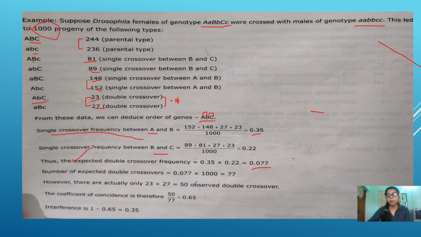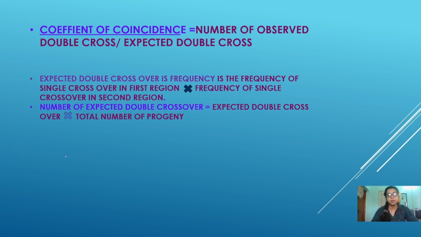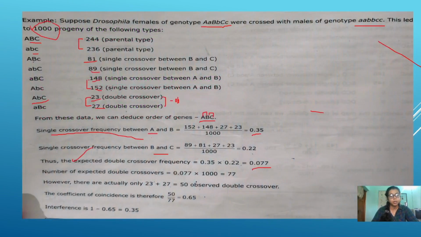So how will you calculate the number? By the formula which we have discussed already: the number of expected double crossovers is equal to the expected double crossover frequency into the total number of progeny. What is the expected double crossover frequency here? It is 0.077, into the total number of progeny, 1000. So you get the expected number, that is 77.